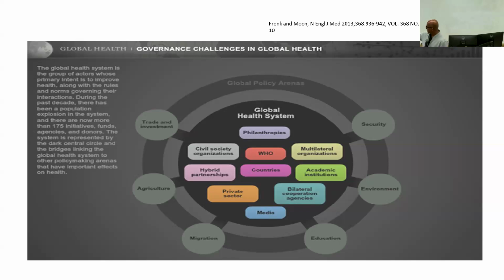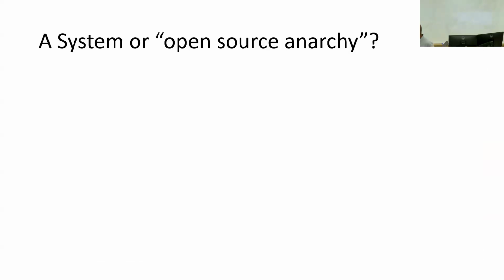There are philanthropies, there are civil society organizations, what we call NGOs. There's the WHO, there are countries, there are multilateral organizations like Gavi and the Global Fund. There are academic institutions like UCLA and Harvard. There are bilateral cooperative agencies. The media, there's the private sector. You can see it's a lot of different actors. So my question is, is it a system? Or as some people like to call it, open source anarchy.